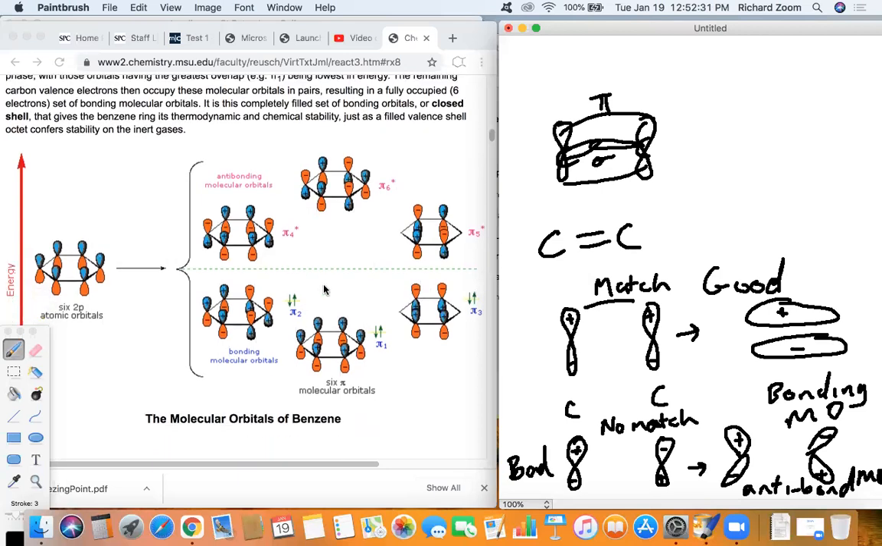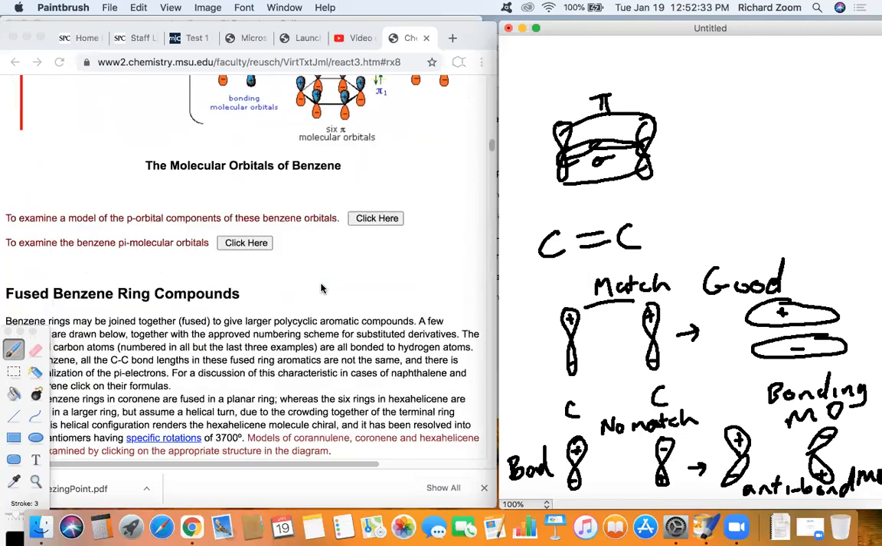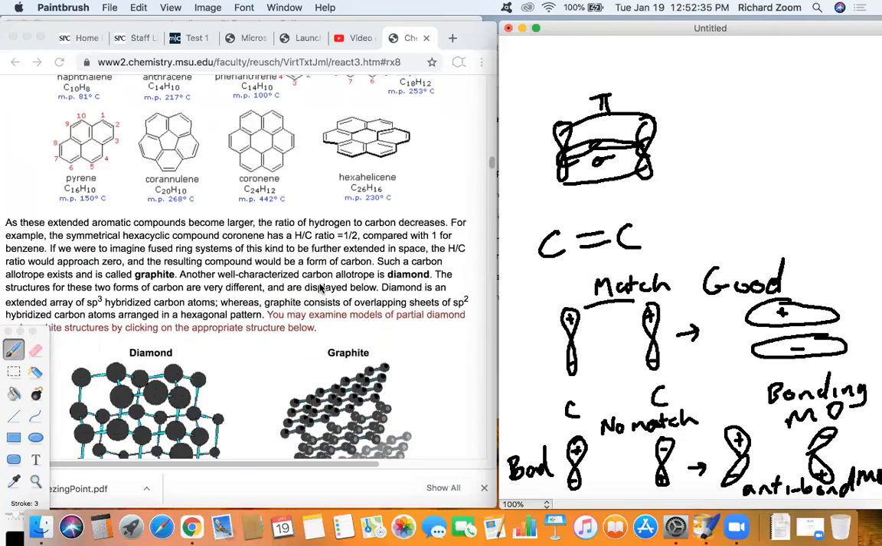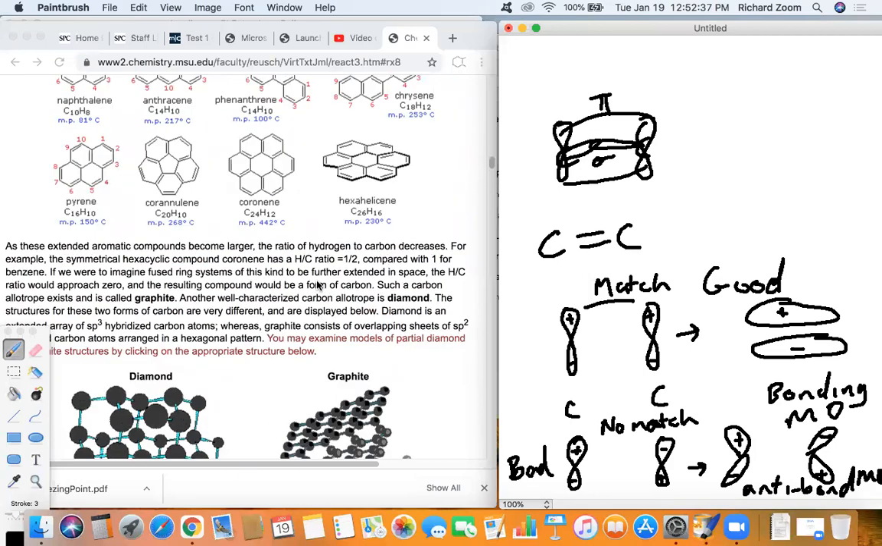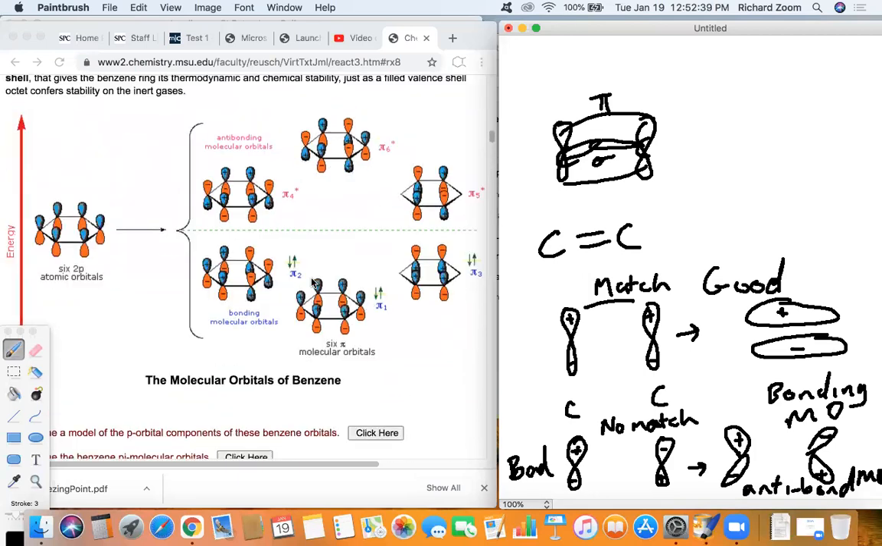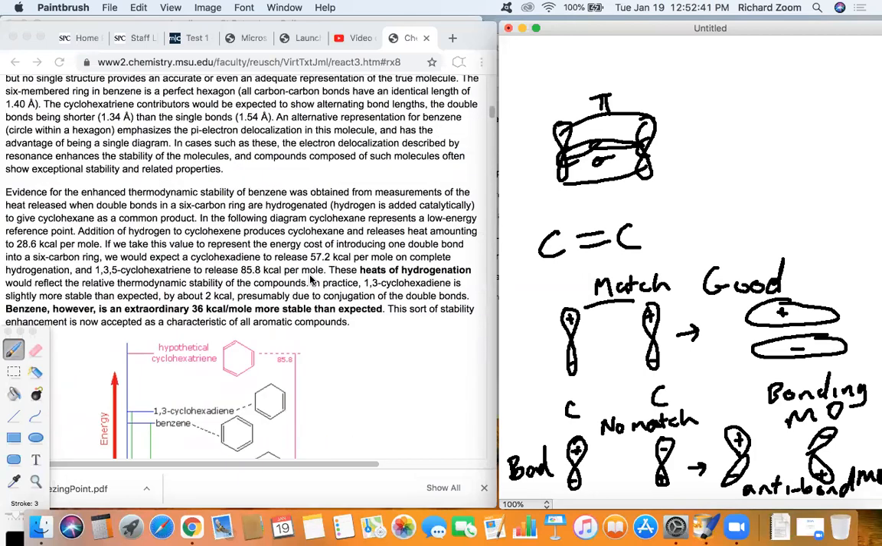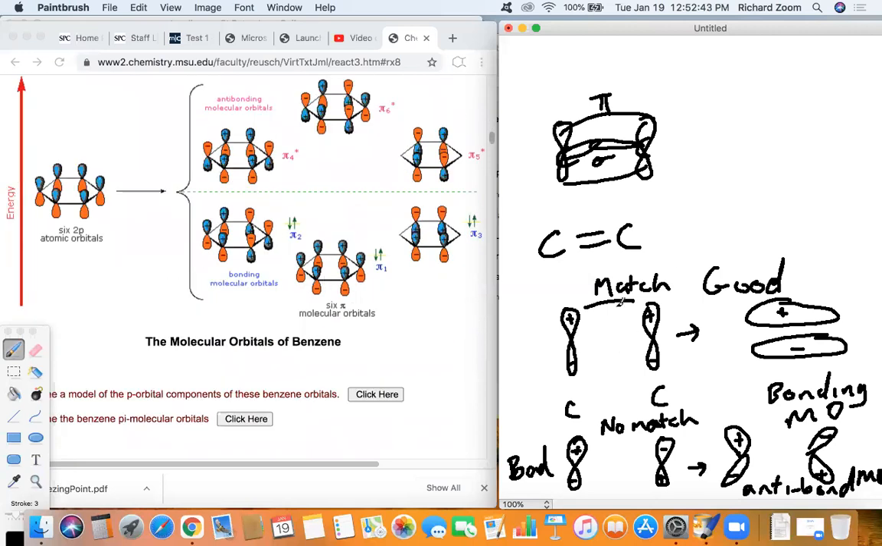So what that leads to is, let's see if it's got the diagram here. I was half expecting it to show the diagram, but it doesn't. All right. So the final diagram that we look at here for benzene looks like this.